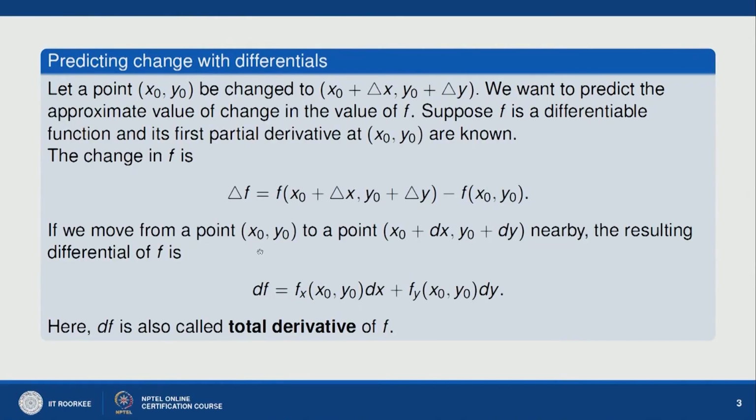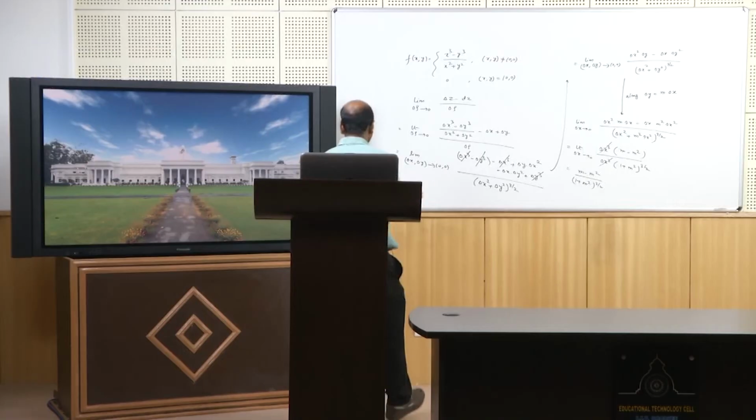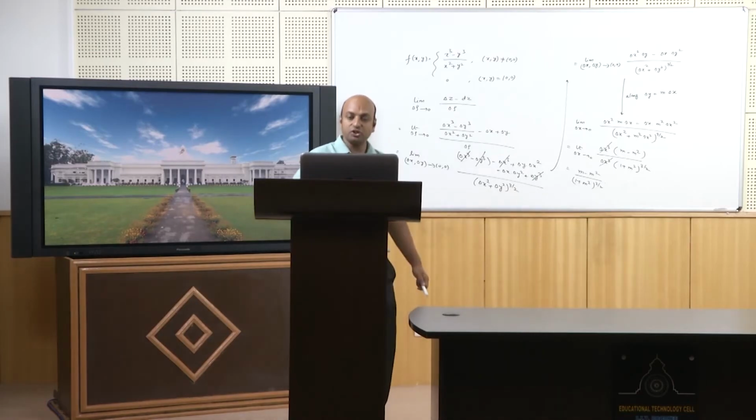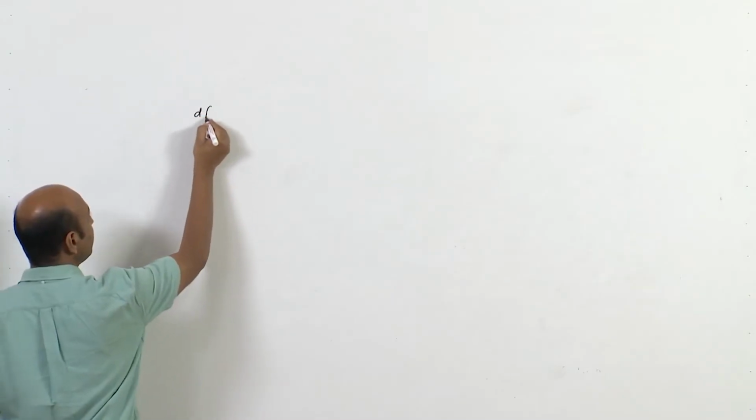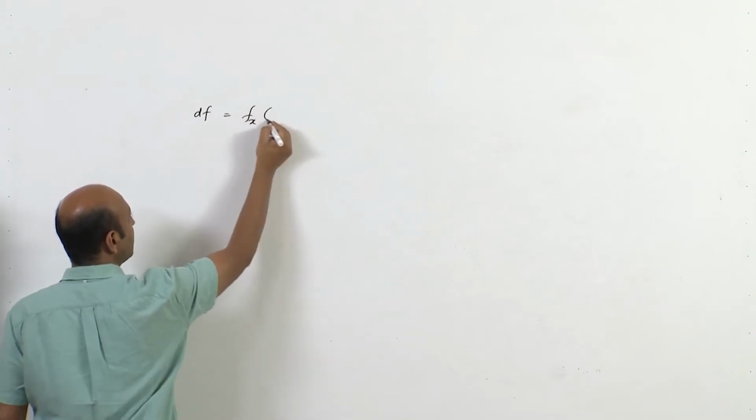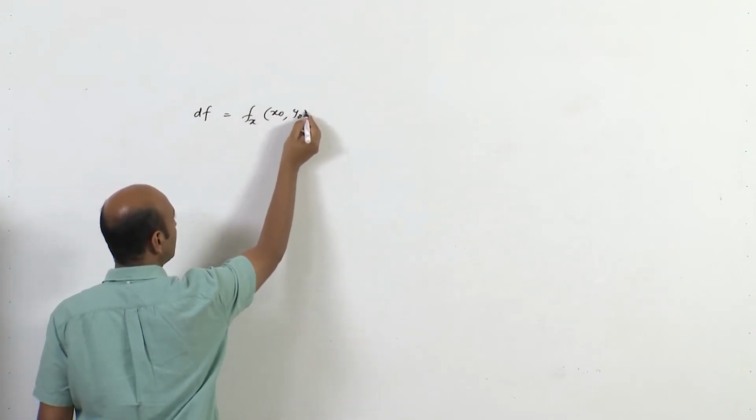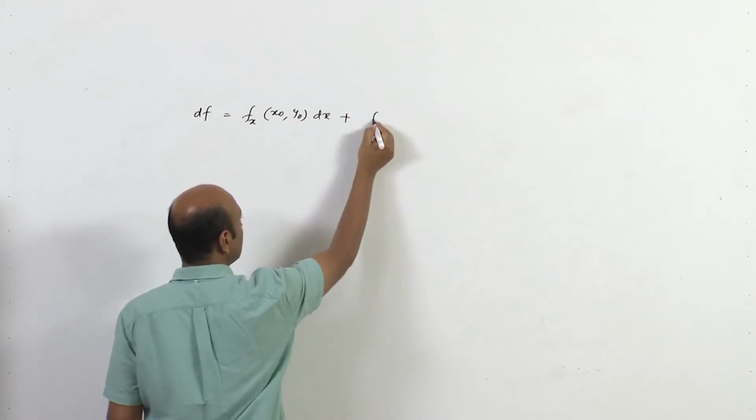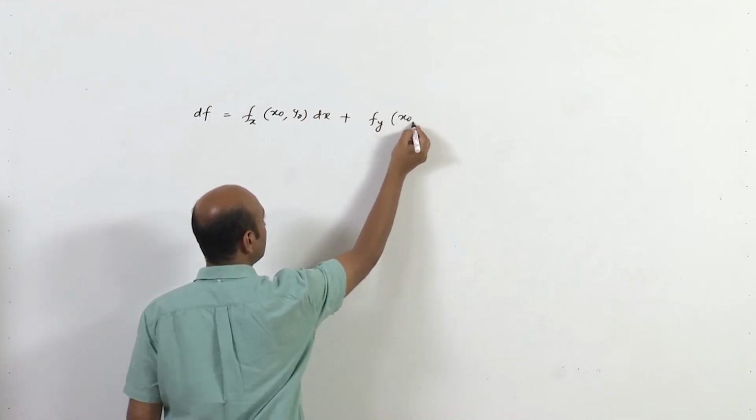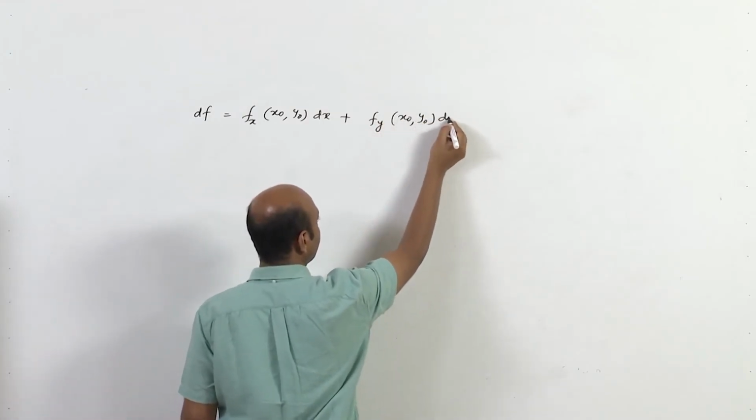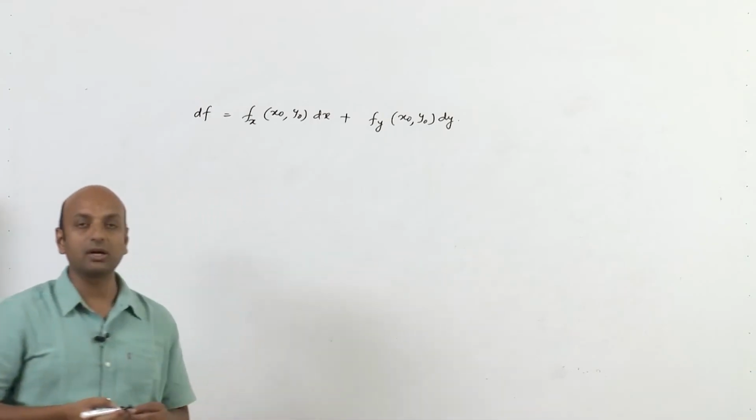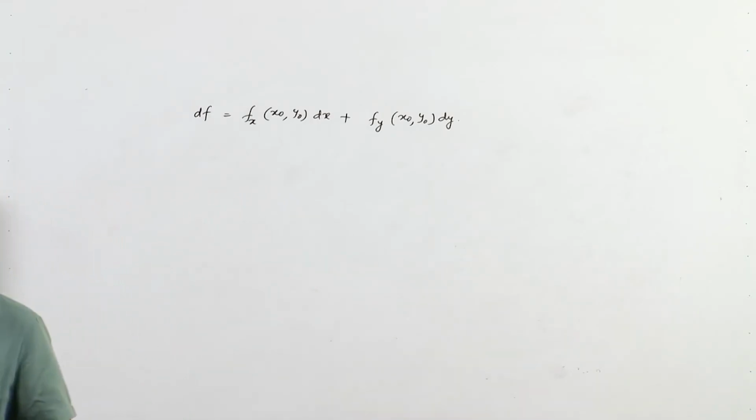Now, if we move from a point x naught, y naught to a nearby point x naught plus dx and y naught plus dy, the resulting differential of f is given by this. So, what is the resulting differential of f? It is df equals fx at x naught, y naught into dx plus fy at x naught, y naught into dy, which we are also calling the total differential of f.